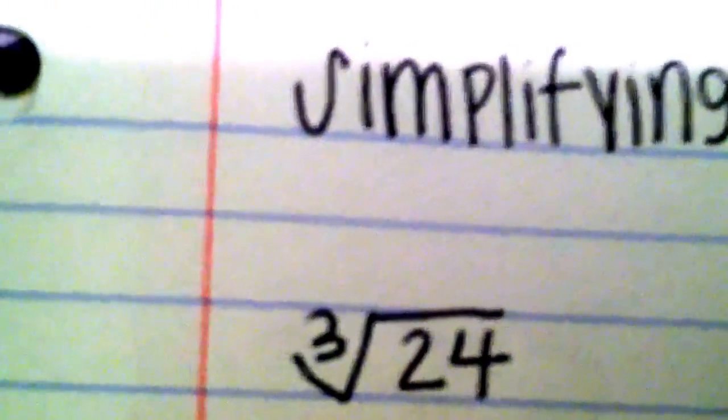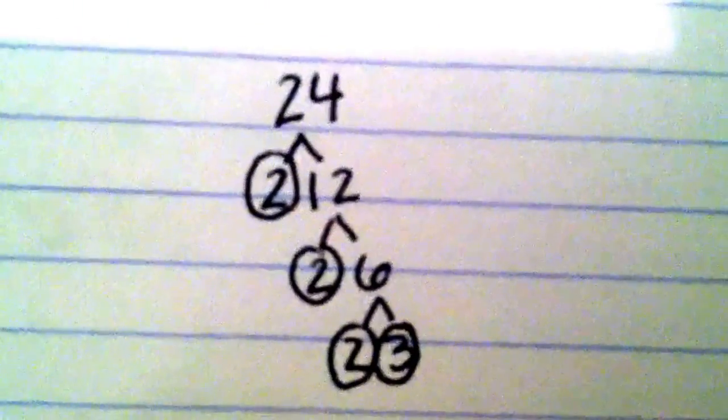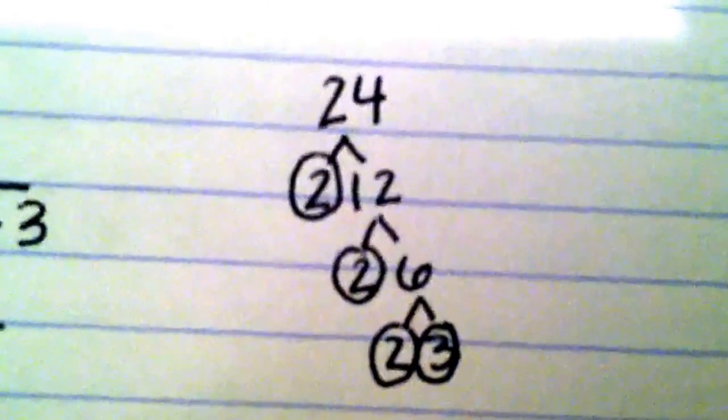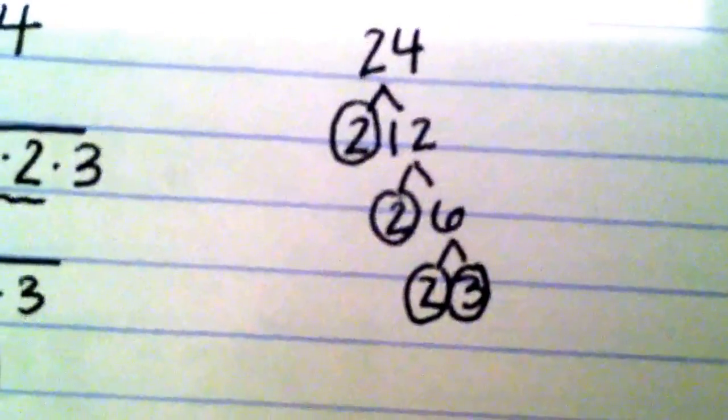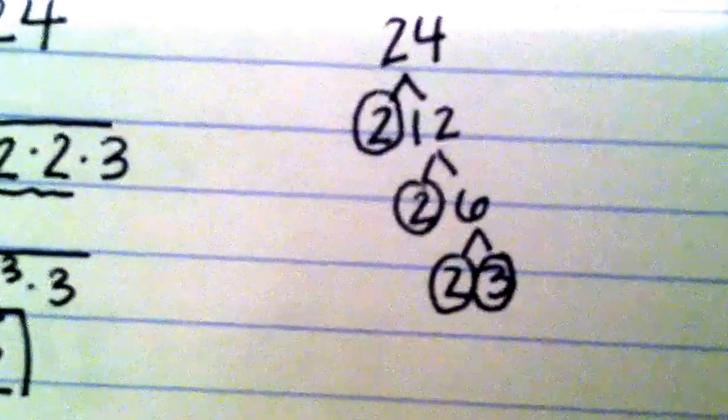Okay, so we have the cubed root of 24 as our expression, so let's break down 24. If we break down 24, it can go into 2 and 12, and then that 12 can be broken down into 2 and 6, which can go down into 2 and 3. 2 and 3 are prime, so we can't go any further.